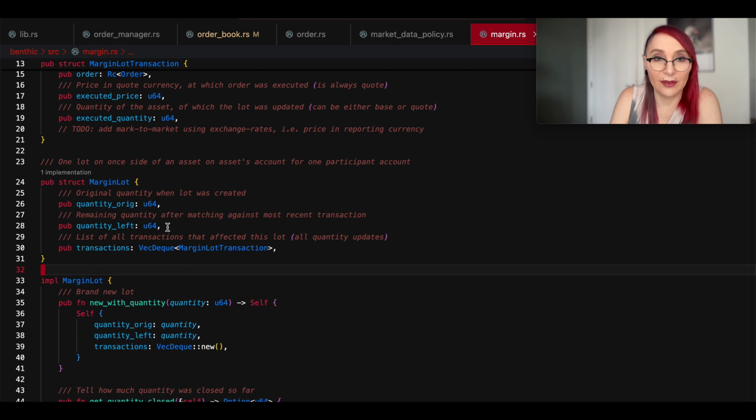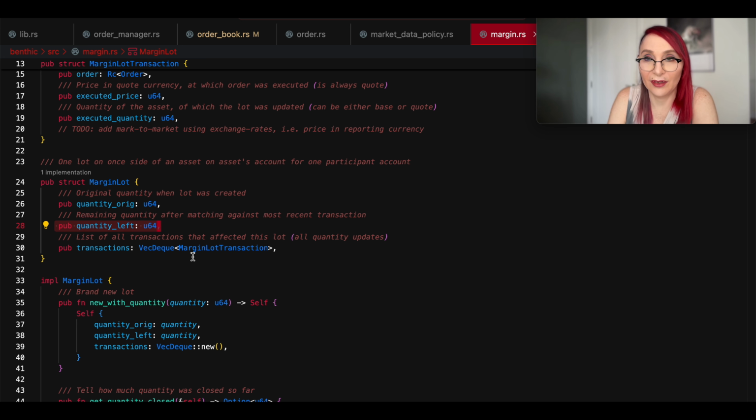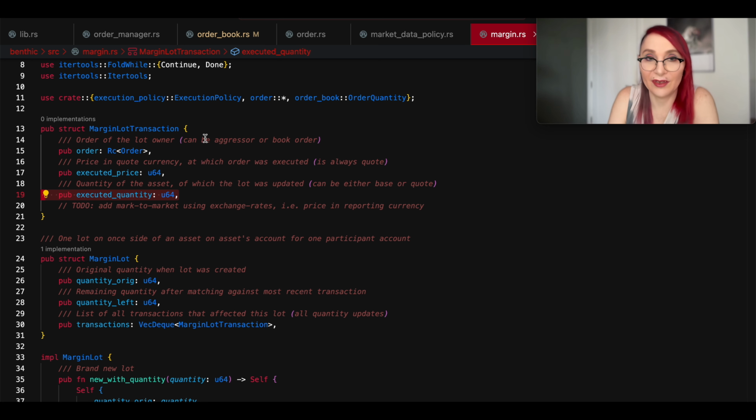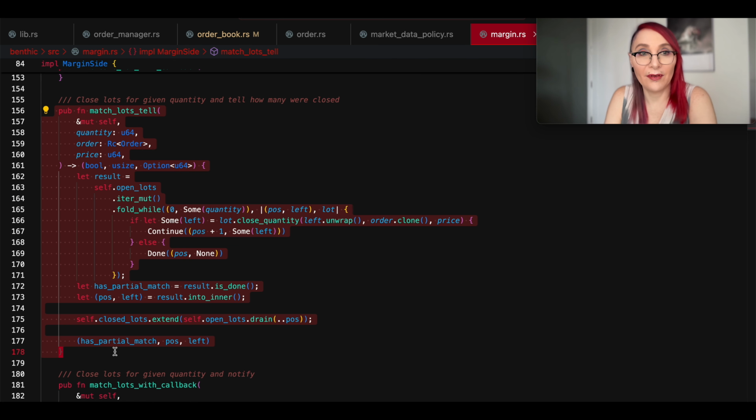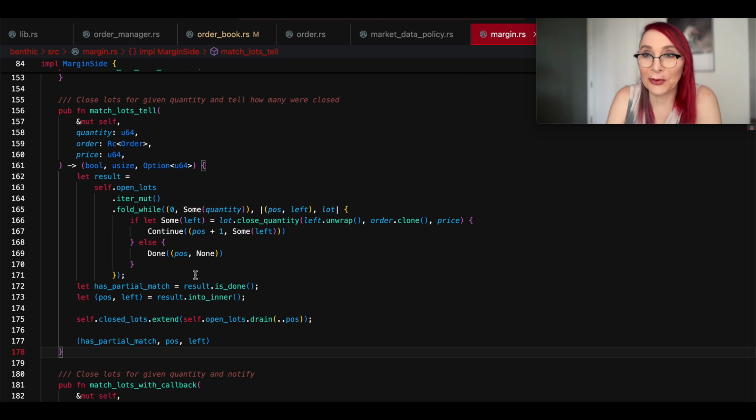So we can see that the lot has the quantity that was originally there on the lot when it was created, the quantity that's left after all the transactions with this lot, and the queue of transactions that happened to this lot. And this is the transaction that could happen to a lot. It has an order that caused the transaction. It has the executed price so that we can later calculate the P&L. And we also have executed quantity if we wanted to know how much of the lot was consumed by this transaction. So our match lots function is using Rust magic.